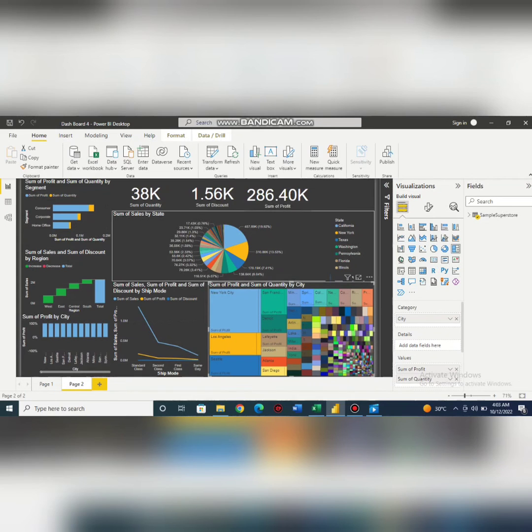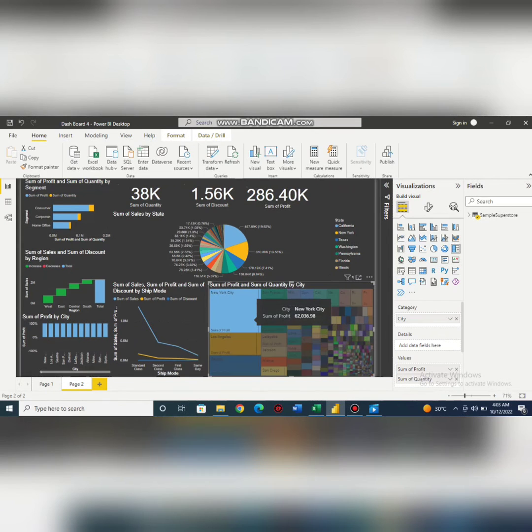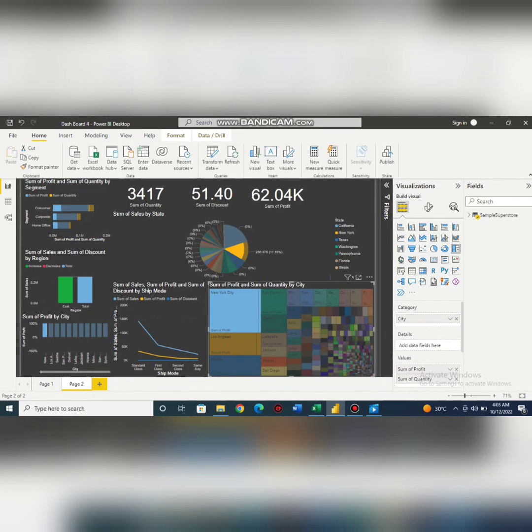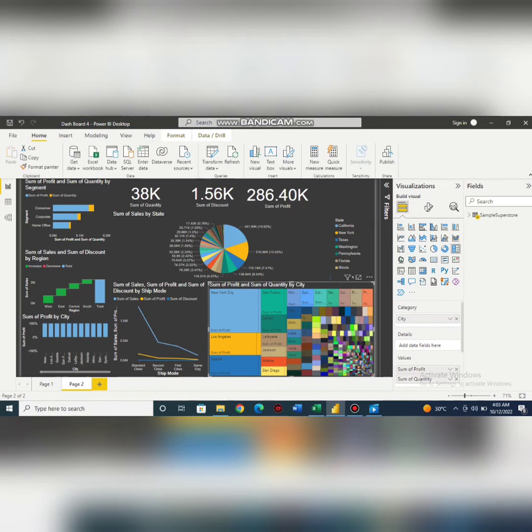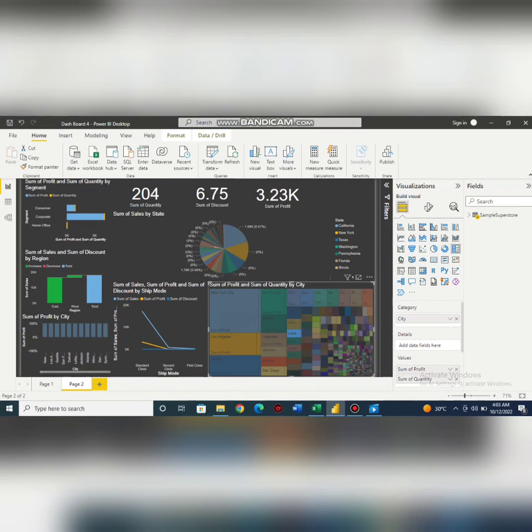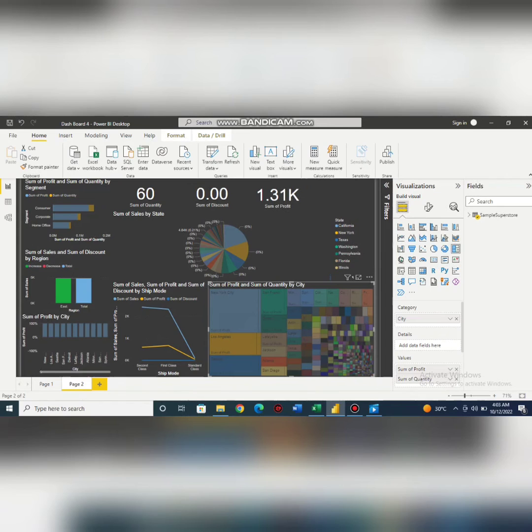Here in this visualization we are seeing the profit and quantity by city. In New York City the profit generation is highest. In Detroit the profit is less than New York City. In Lakewood the profit is even less. In Lowell the profit is even less than Lakewood. And in Smyrna the profit is even less than Lowell.